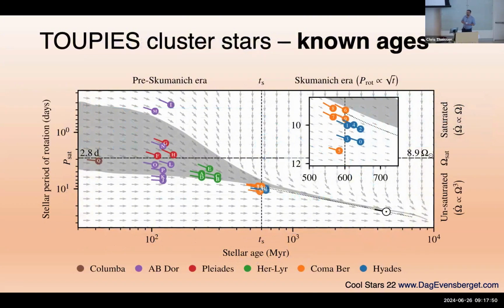So now let's talk about a beautiful data set, the TOPIC data set, where we have a bunch of solar type stars with known ages. Because these are cluster stars, the ages are pretty well known. And we got a good spread, for example, around this age here. It covers this pre-Skumanich spin down era, as I called it here on the left side of the diagram. It's pretty good coverage, perhaps, of this region.